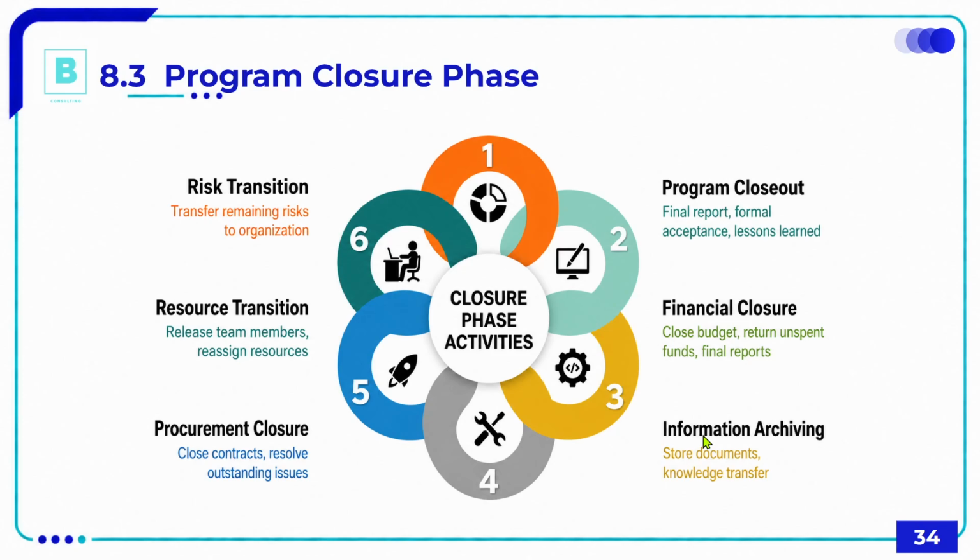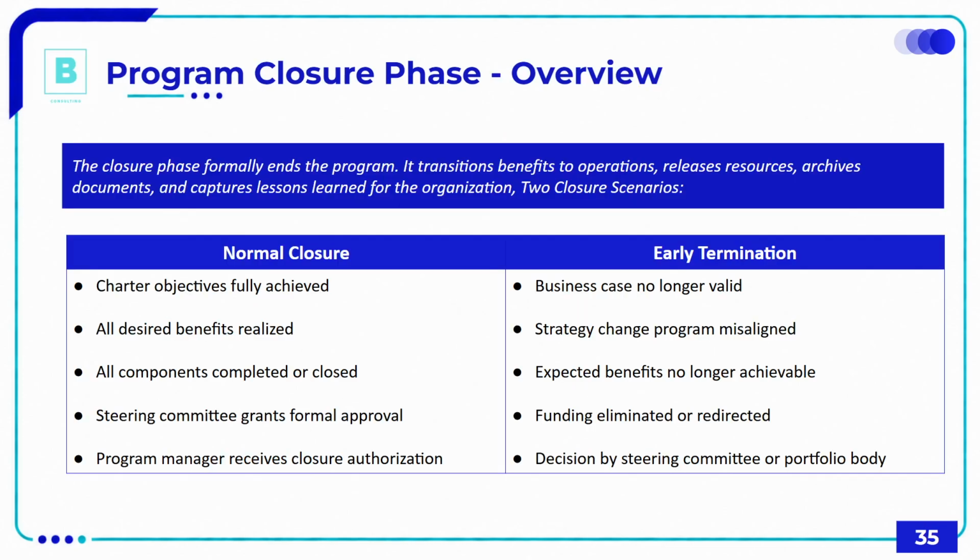And then we went on to the program closure phase, the last phase, where we talked about the risk transition, transferring the remaining risks to the organization, resource transition, procurement closure, information archiving, financial closure, and then the program closeout with the final report, the formal acceptance, and the lessons learned. All right.